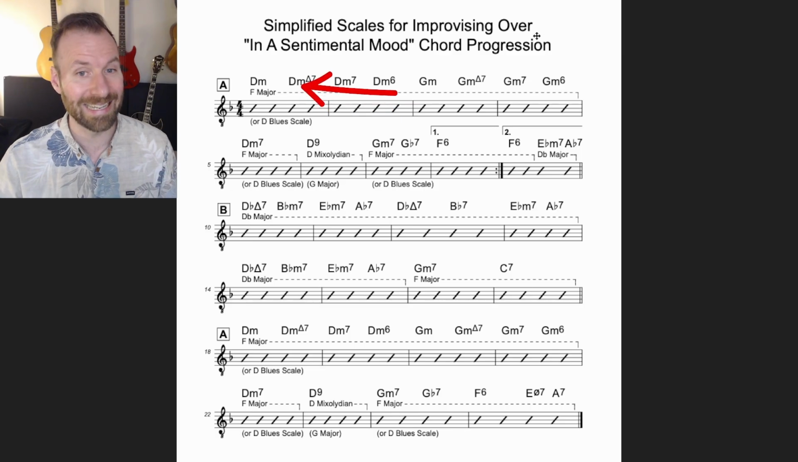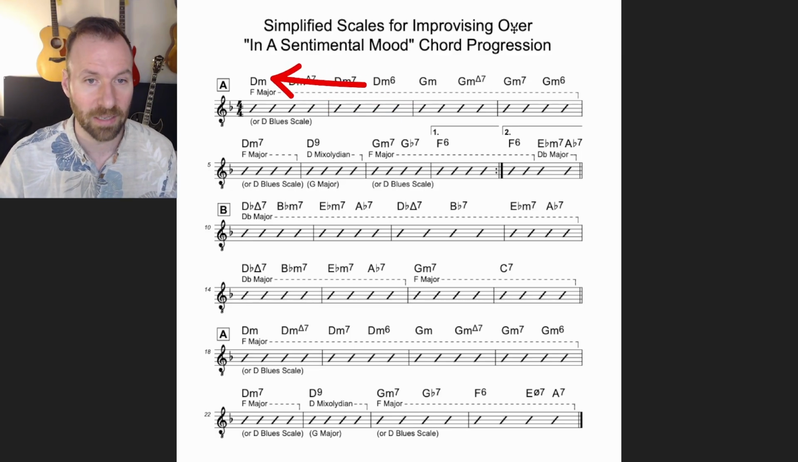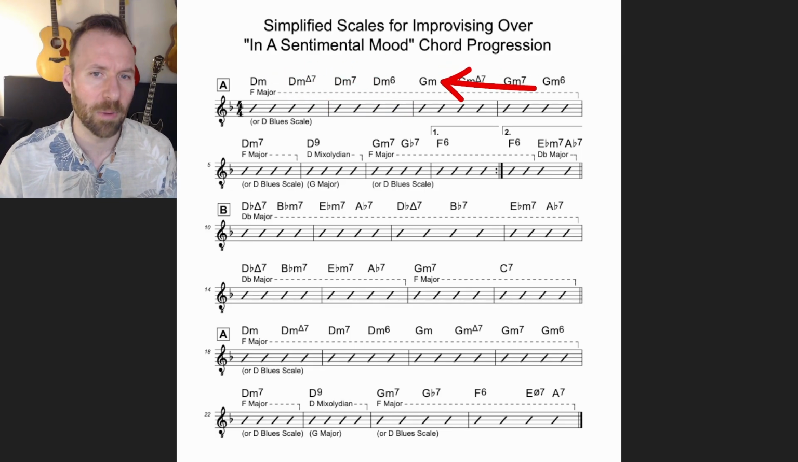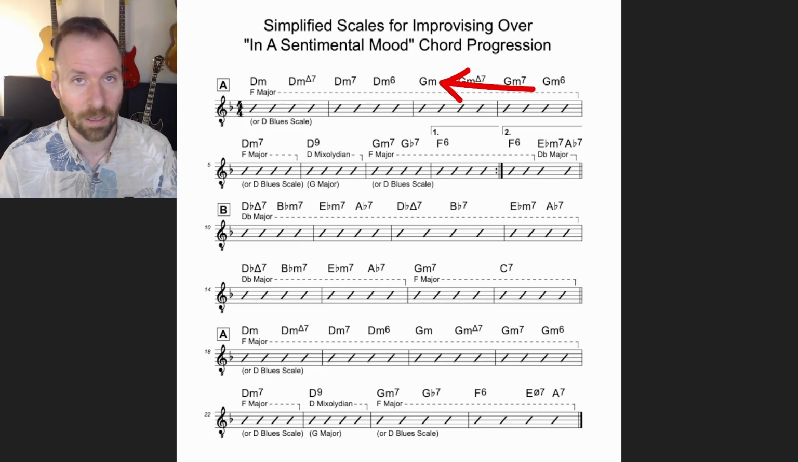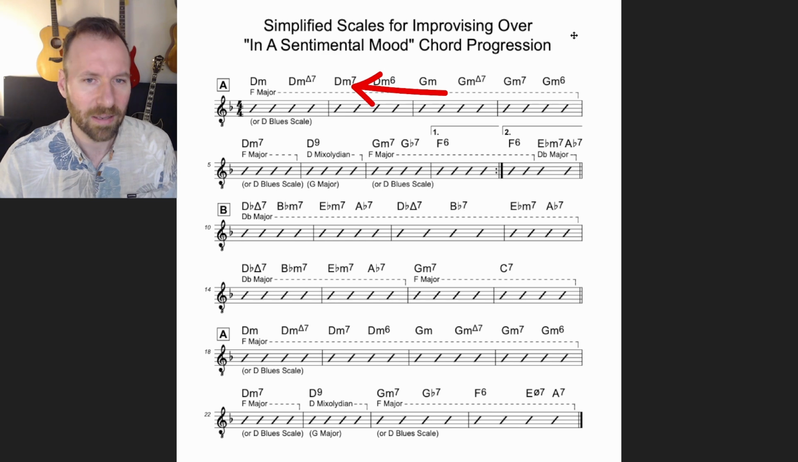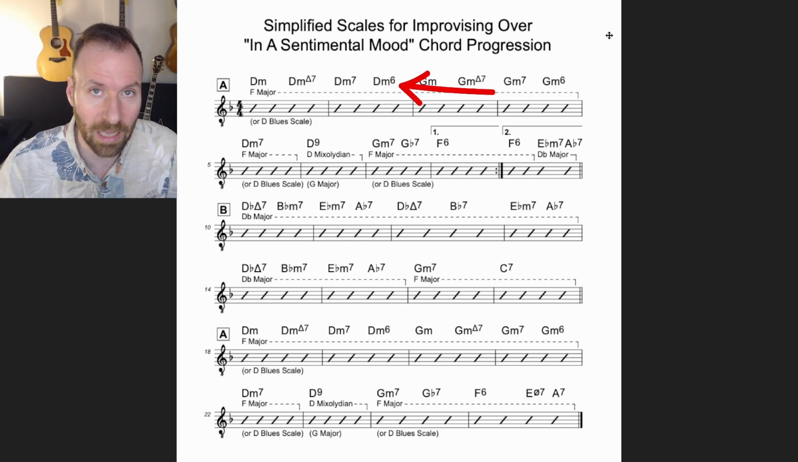You can also think of it as the D natural minor scale, and just think of it as, okay, we're on a D minor chord and then we're on a G minor chord, and those both come from the D natural minor key or the F major key. And then we just simply have a chromatic moving line between them.